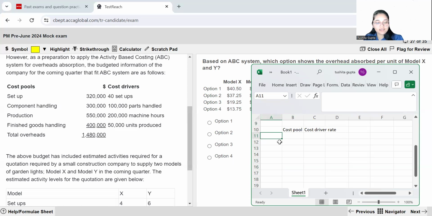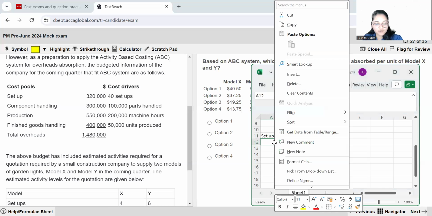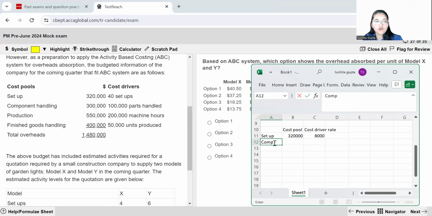So the first thing that I have is my setup. For the setup, the total cost that I'm incurring is 320,000. And the rate is going to be divided per setup. It's going to cost me this value divided by 40, which is the total number of setups. So that means every setup is costing me $8,000. Similarly, I will do it for the rest of the costs also.